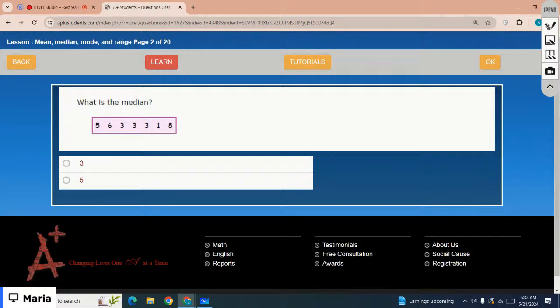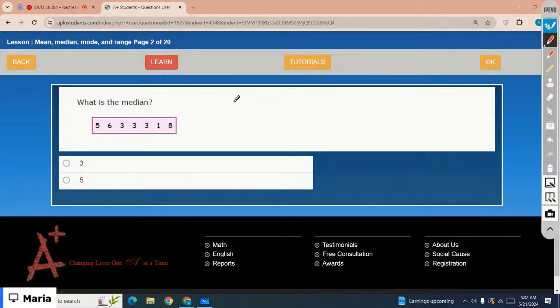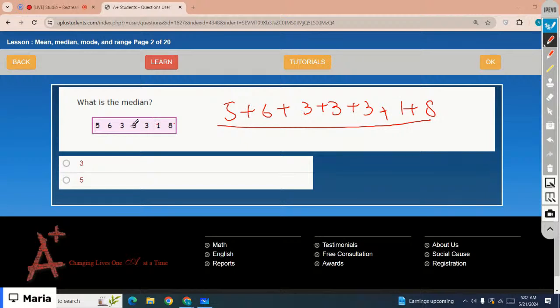What is the median? So for the median, you have to add them and divide by the number of numbers. How do we calculate the median? Just add them. 5 plus 6 plus 3 plus 3 plus 3 plus 1 plus 8 and divide by the number of numbers: 1, 2, 3, 4, 5, 6, 7. They are 7 in number, so divide by 7. Which one didn't you get? You have to divide it by 7.